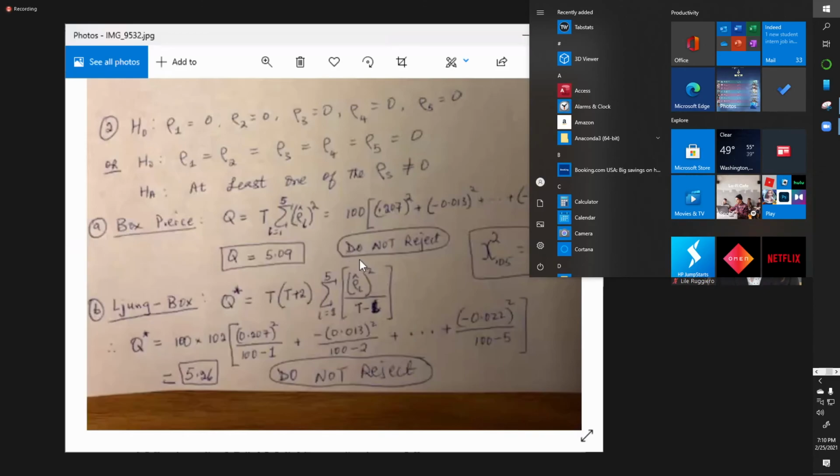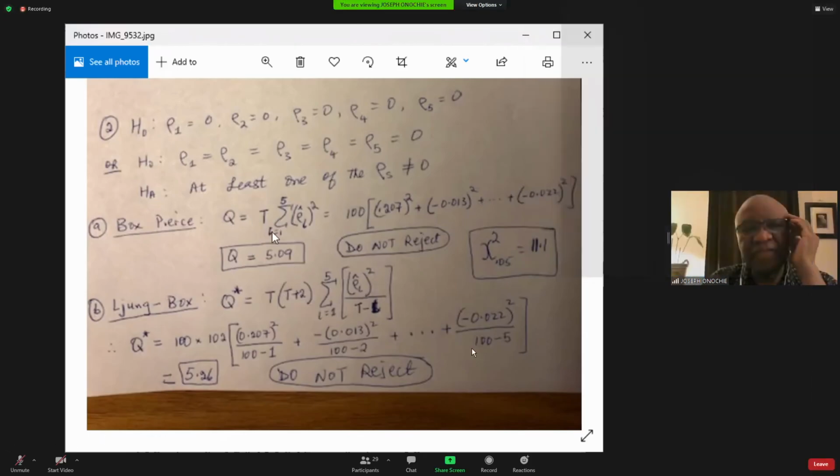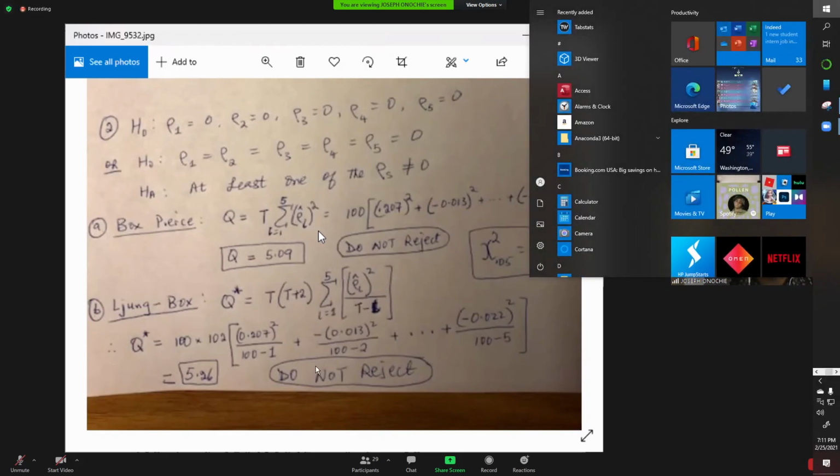So next class, next Tuesday, I will introduce you to another model, not white noise. I think I'll begin with the moving average. It doesn't matter. I will introduce you to one of them, and then I will do these tests using R. Okay, in class next week, next Tuesday.